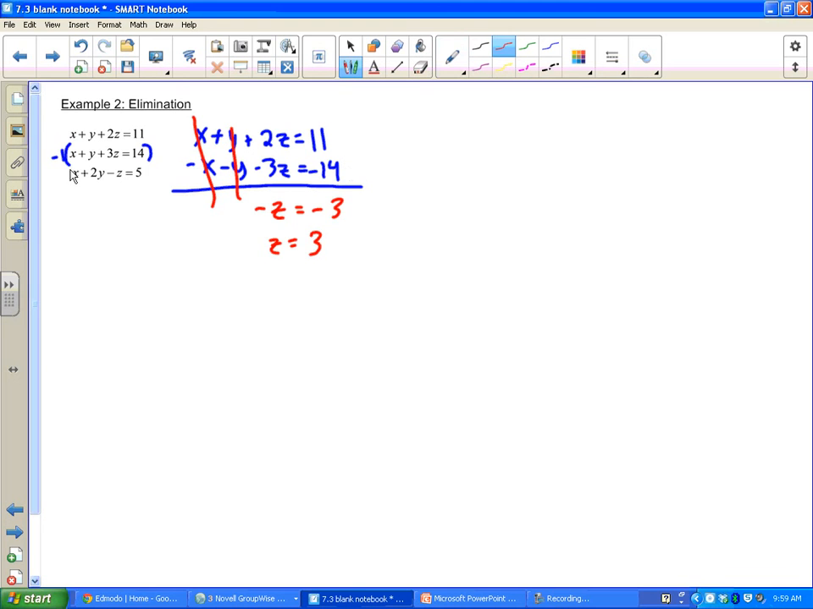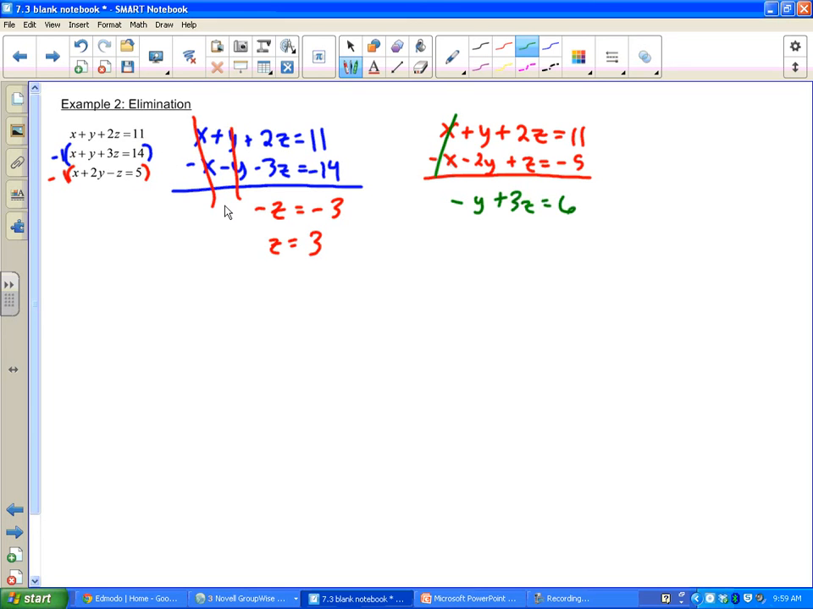Now let's do the first equation with the last equation. So we're going to have to multiply the last equation by a -1. So x plus y plus 2z equals 11 minus x minus 2y plus z equals -5. So we need to eliminate. And so now we have an equation with two variables.